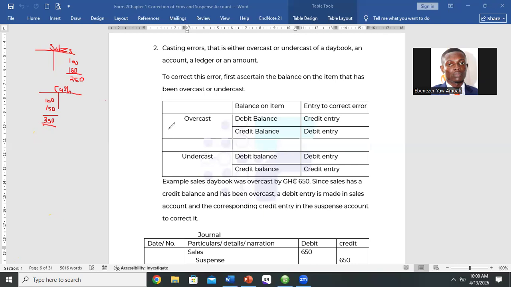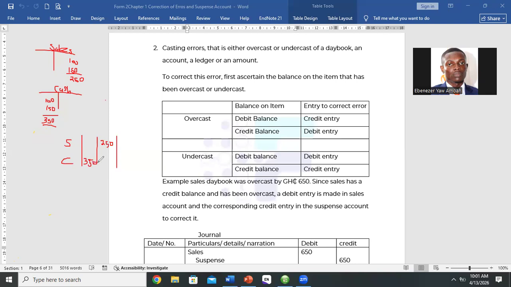Yeah, Morona. The overcast. Overcast, okay. Because it's supposed to be 250 and it's now 350. So we have overstated the balance. Now, if you were to prepare a trial balance, you see that your sales will be at the credit side with an amount of 250, while cash will be at the debit side with an amount of 350. If you were to balance your trial balance, you see there is a difference, right? A difference of what?